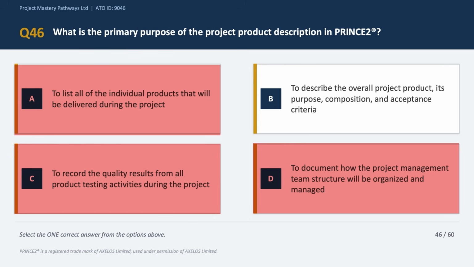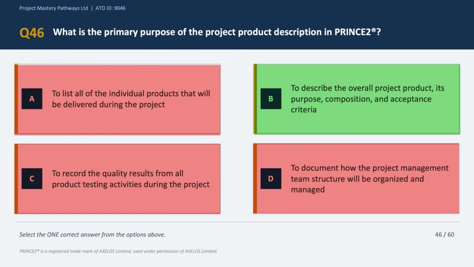Now option B says to describe the overall project product, its purpose, composition, and acceptance criteria. Now this is the correct answer choice. The project product description defines the main deliverable of the entire project, what it should look like, and how the customer will judge whether to accept it or not. So the correct answer is option B.